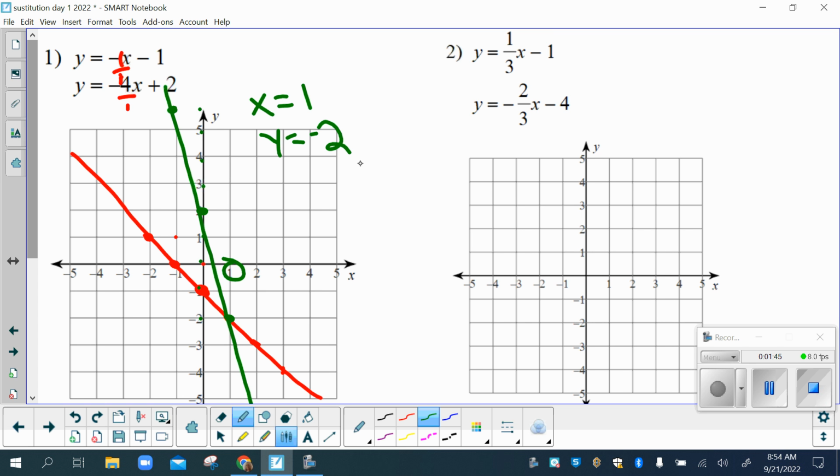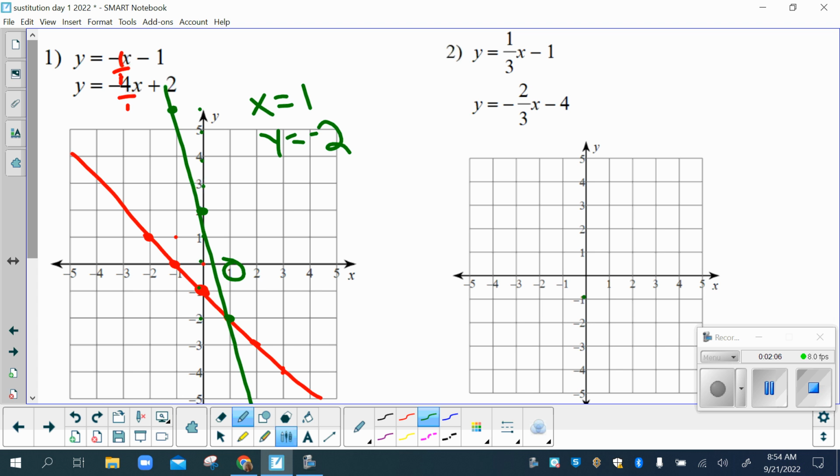Now, here's what I'm going to tell you. We're going to learn how to do this with math for the next 4 days. But this is a fallback, right? If you get panicked on the test and think, I forget how to do it, you can always graph. It always works. It's not the easiest way if you don't have graph paper, but I do. So there you go. So let's try the next one.